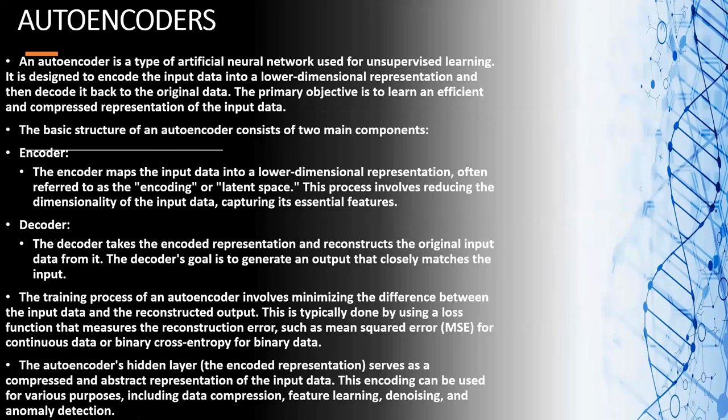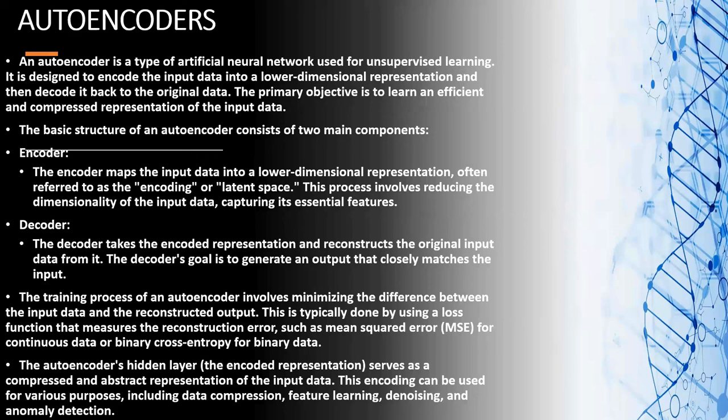An autoencoder is a type of ANN used for unsupervised learning. It is designed to encode the input data into lower-dimensional representations and then decode it back to the original data. The basic structure of an autoencoder consists of two components. The encoder maps the input data into lower dimensions, which is referred to as the encoding or latent space. This process involves reducing the dimensions of the input data while capturing its essential features. Definitely, when we talk about images, if we convert an image to an array, you always get multiple dimensions, like 3D channels, RGB.